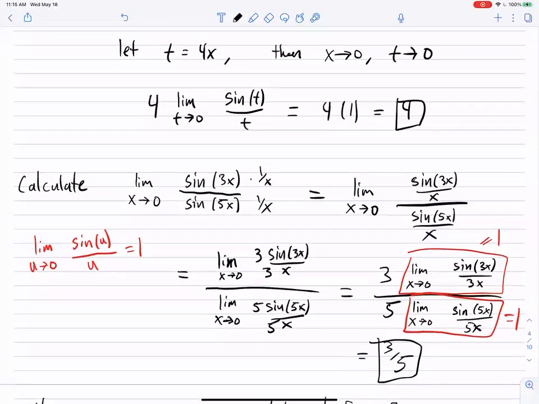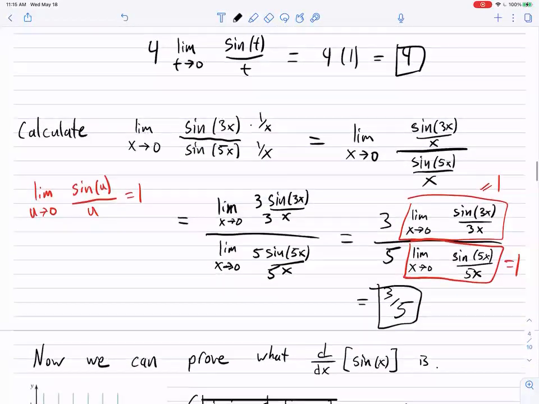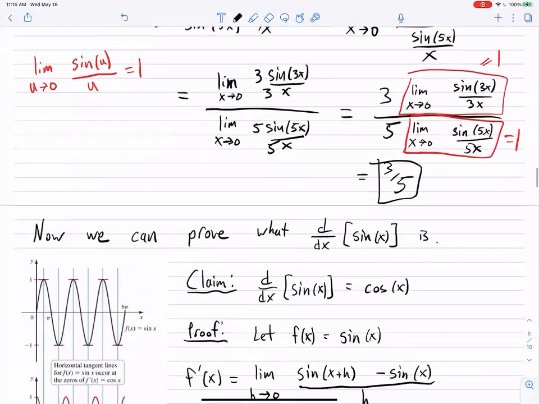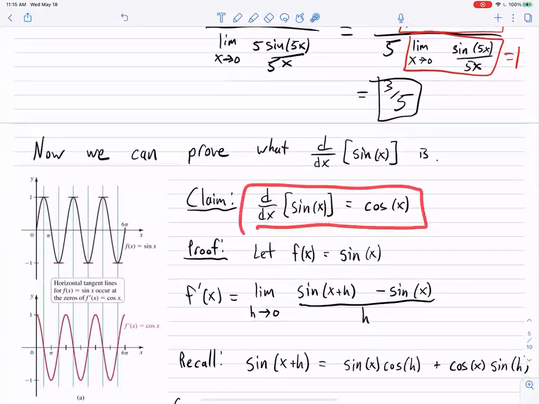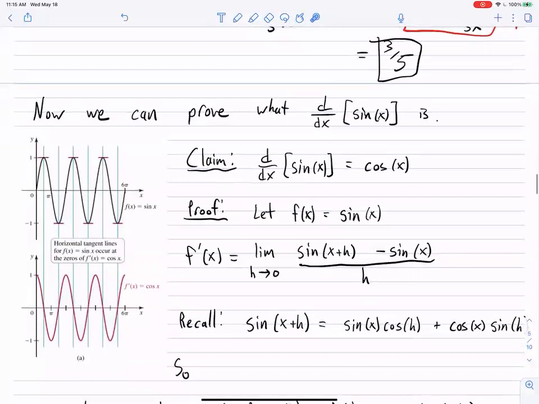And so those are important in their own rights. But now let's use it. We're going to use it to prove what the derivative of sine of x is. Our claim is that the derivative of sine of x is cosine of x. And the way we can kind of do that is by looking at the graph of sine of x.